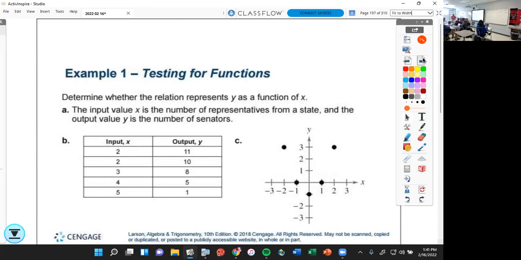So be careful about the whole thing where X repeats. Let me talk about B again. The reason B is not a function is because the X value of 2 has 2 different Y values, one of 10 and one of 11. Okay, is part C a function? Yes, it passes the vertical line test. That's a great way to check graphs.